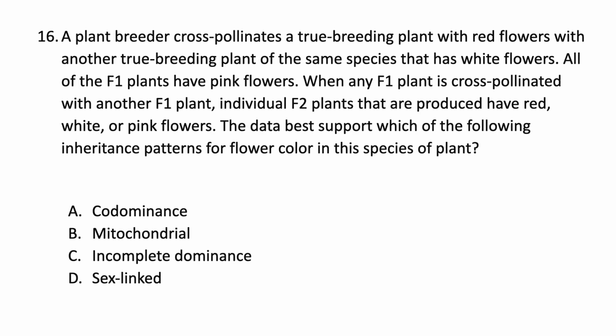A plant breeder cross-pollinates a true breeding plant with red flowers with another true breeding plant of the same species that has white flowers. All of the F1 plants have pink flowers. When any F1 plant is cross-pollinated with another F1 plant, individual F2 plants that are produced have red, white, or pink flowers. The data best support which of the following inheritance patterns for flower color in this species of plant?